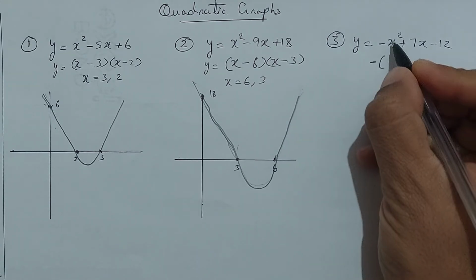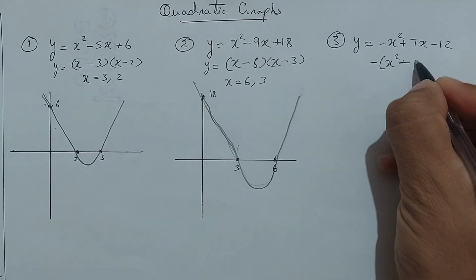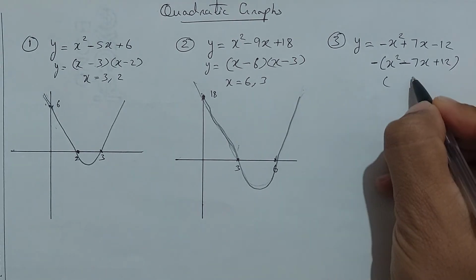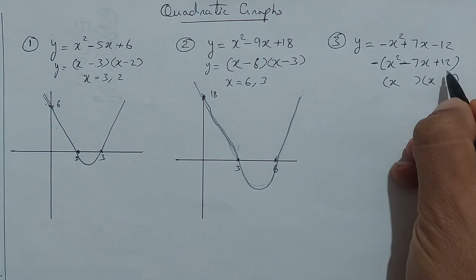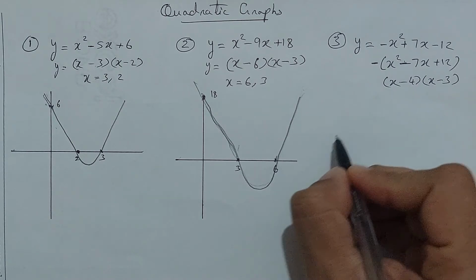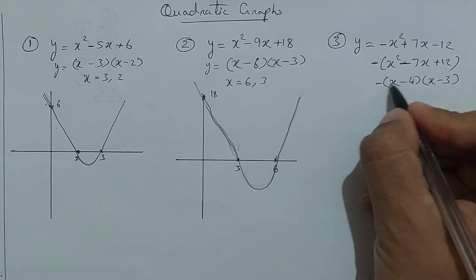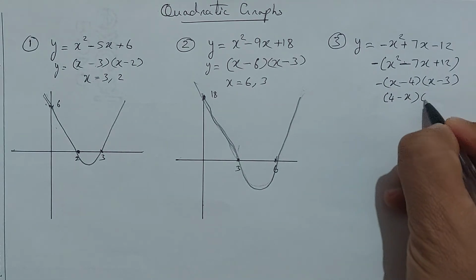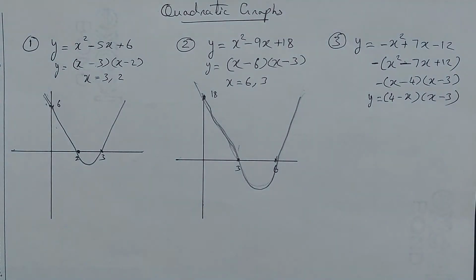Always take the minus out as a common factor, so that the x squared is positive. So it will become like that. Then put in the double bracket, x minus 4 and x minus 3. The minus is still outside. Then multiply the minus with one of the brackets. So I'll multiply it with the first bracket. That will become 4 minus x, minus 3. That's how that became.